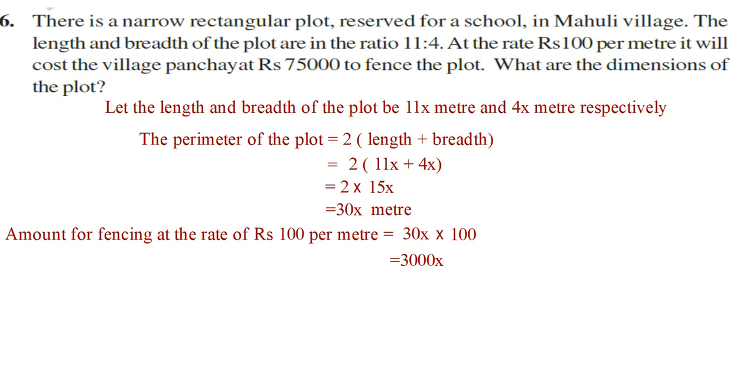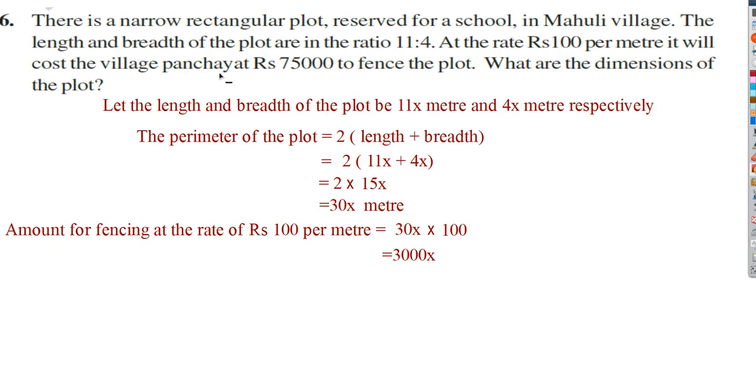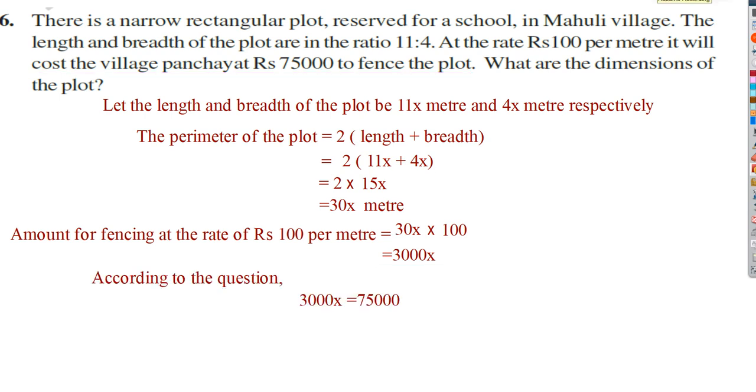Now look at the question. It cost the village panchayat rupees 75,000 to fence the plot. That means total amount is 75,000. But here we got 3000x. So we can write according to the question 3000x is equal to 75,000. Now find out the value of x. That is x is equal to 75,000 by 3000, which is equal to 25.